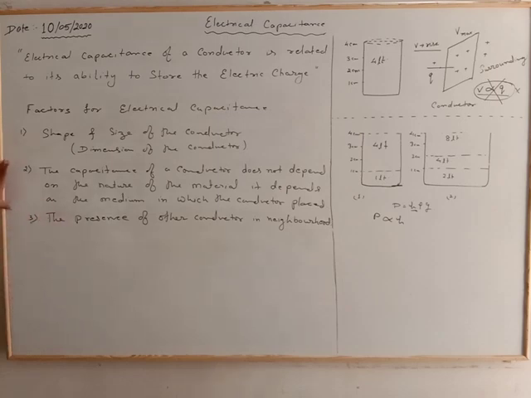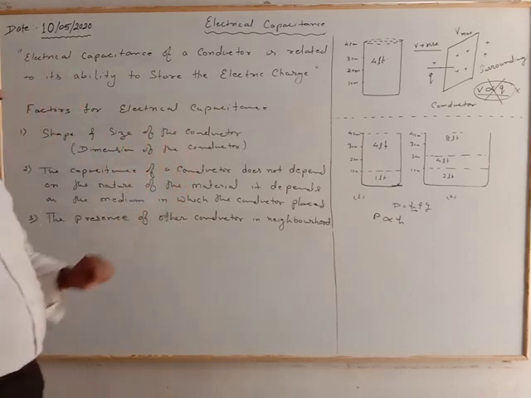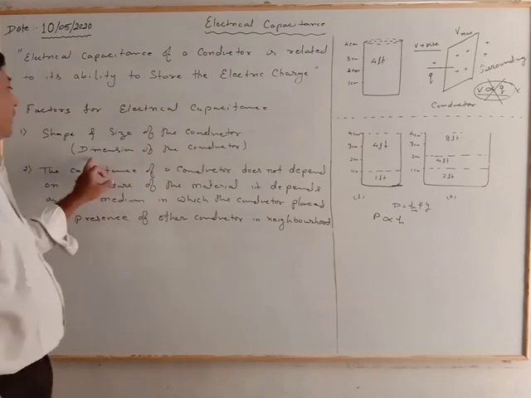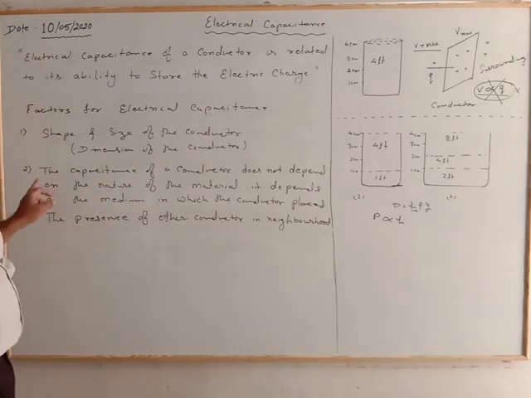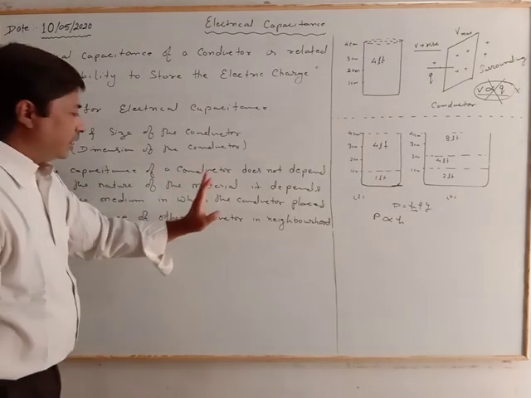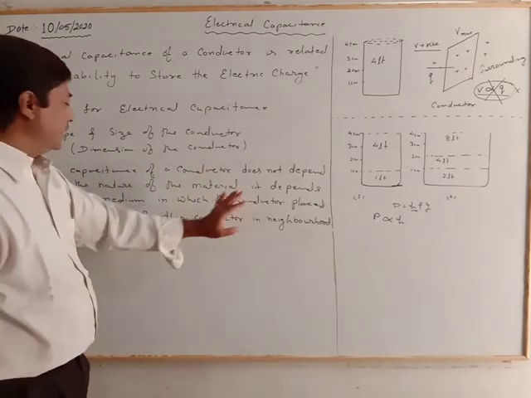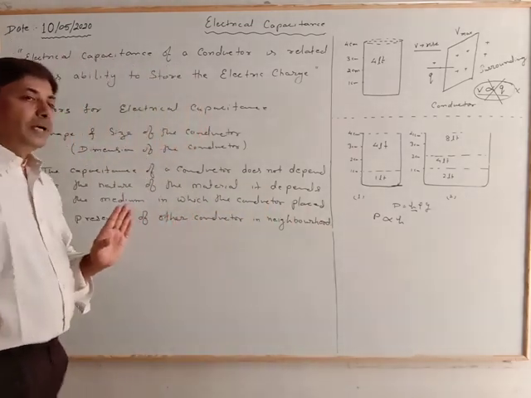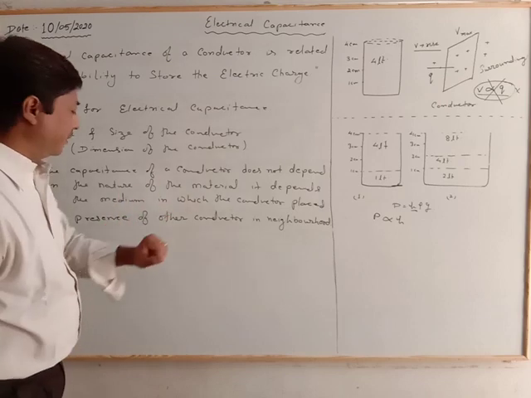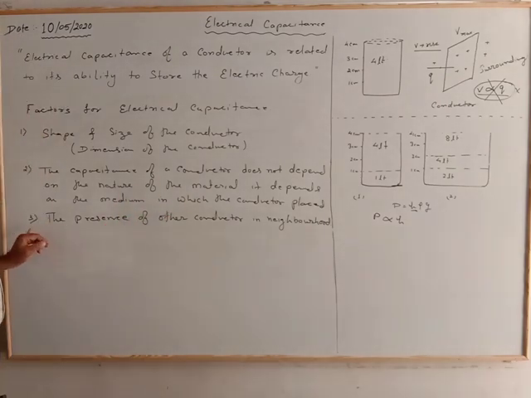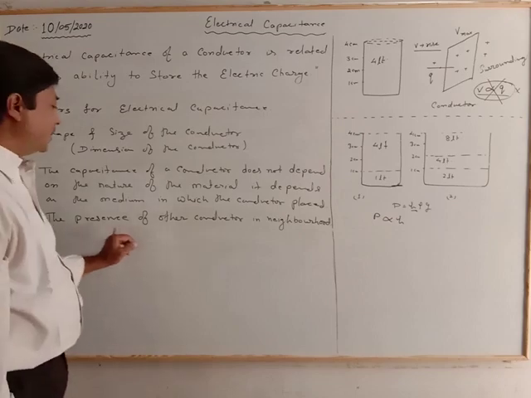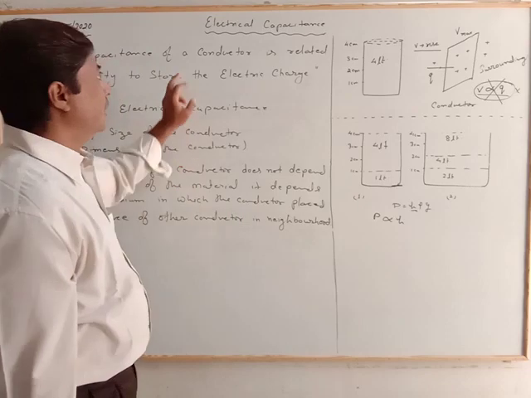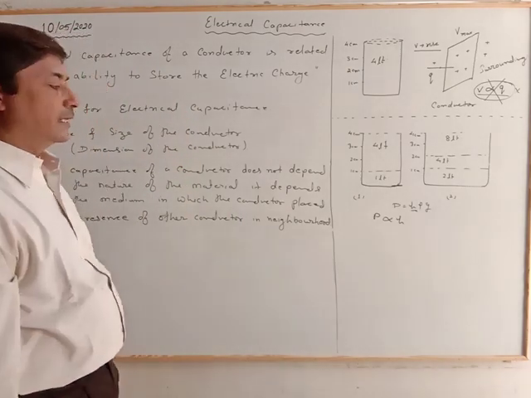So three factors are responsible for the capacitance of a conductor: the shape and size of the conductor, that is the dimension of the conductor; the medium in which the conductor is placed, that is the permittivity of the medium, since the capacitance does not depend upon the nature of the material; and third, the presence of other conductors in the neighborhood.